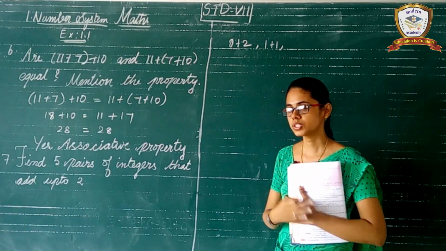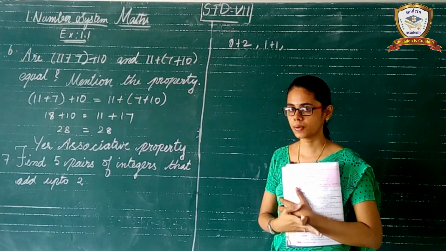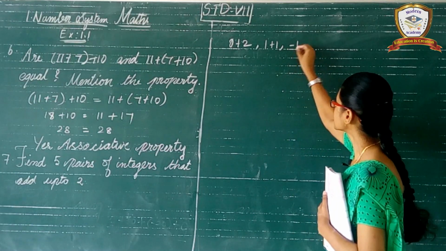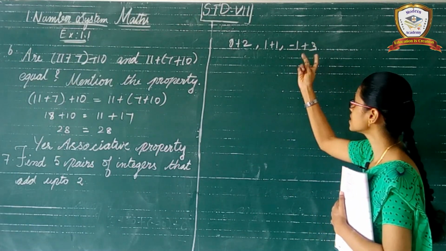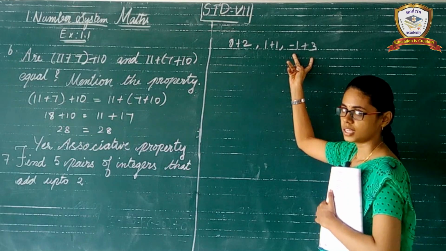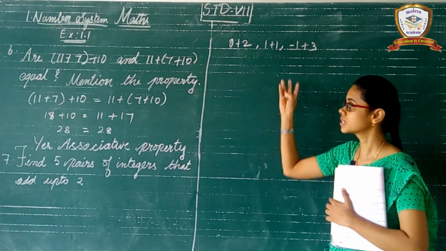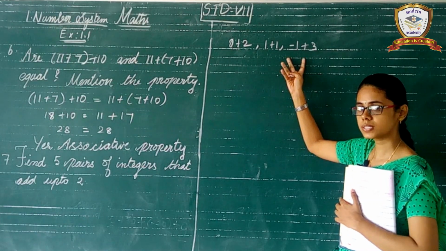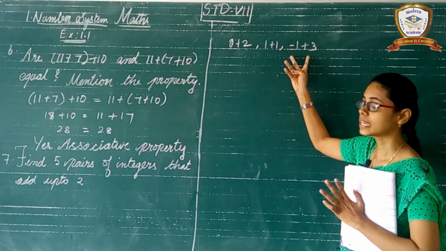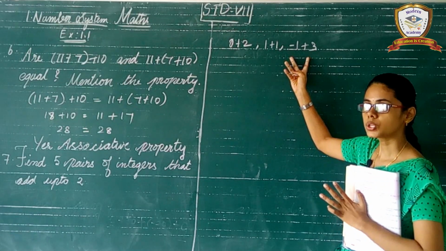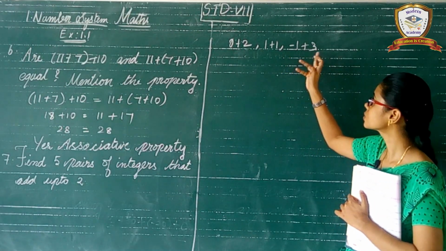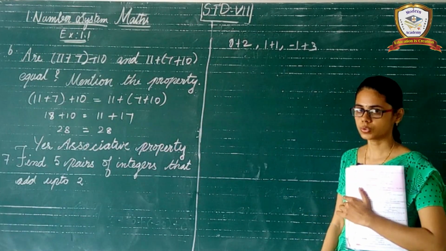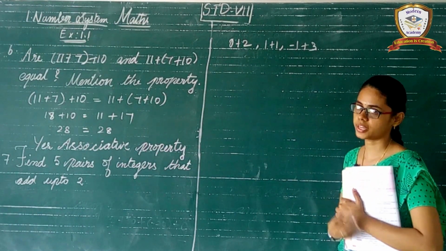And next, which value will come? Any idea? Okay, yes. -1 plus 3. So this is another pair of integers, isn't it? Because the signs are different, we have to subtract the numbers. So 3 minus 1 is 2. So the answer is also 2. Yes, correct. So the third one I found.